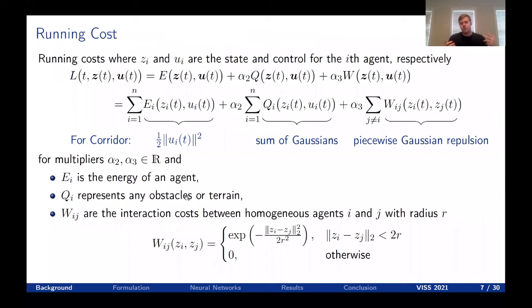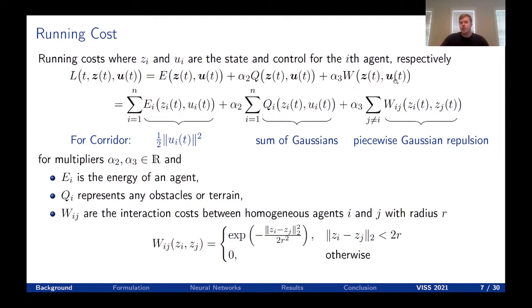So then we also want to include all of that optimality and collision avoidance. So we set up a running cost for the control problem. Running cost is L. And so it's a sum of some sort of energy term. For the corridor problem, this is going to be just the arc length of the trajectories. And then we also want to include the obstacle or terrain function Q. So in the corridor problem, this is the two hills we have there, which we usually incorporate as just a sum of Gaussians.